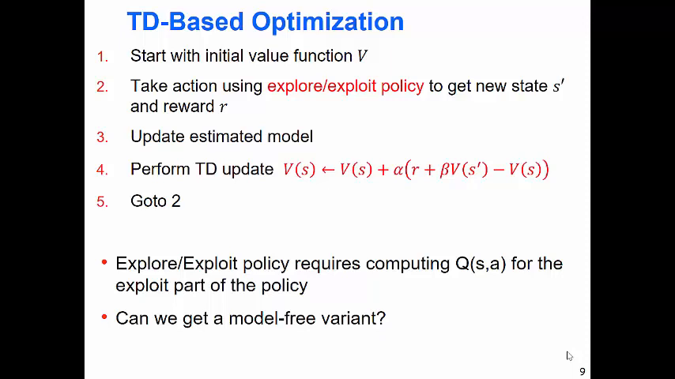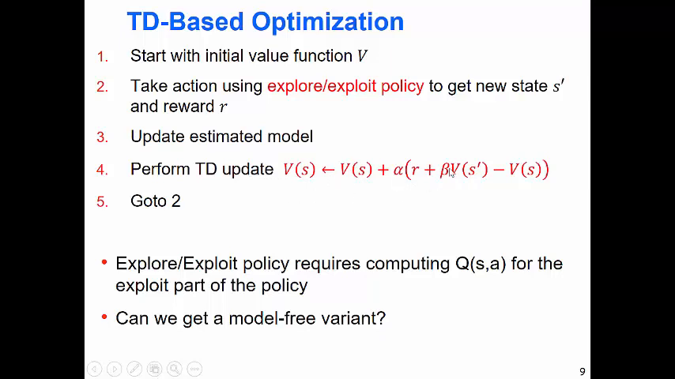So we're doing RL for optimization. Last time we finished Monte Carlo, and we started up the TD-based optimization. And we had this as our initial schema, where we would take an explore exploit action. The issue here is we're learning a V function, a value function.